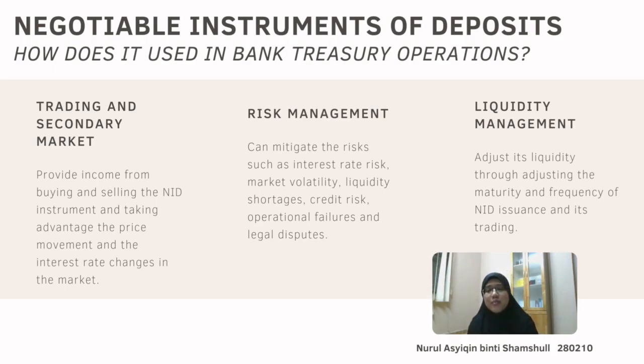NID also can be used by the bank as a hedging instrument which can be used to reduce exposure to other financial instruments. Issuing NID also can help the bank in diversifying their portfolio and reduce risk by investing in different types of NID such as Islamic Negotiable Instrument of Deposit (INI), Cagamas notes, and bonds, since these types of NID have different characteristics and benefits which suit different needs and preferences of banks and customers.